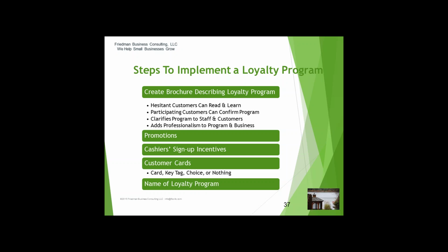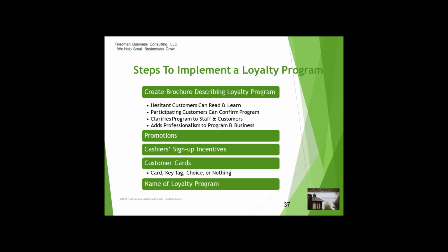Do you use customer cards like key tags or loyalty cards? My recommendation is let the customer decide. If they don't want anything and they're putting it on their phone, or you're going to identify them by name or phone number at the point of sale, that's fine. But if they want to carry your advertising on their keychain or in their wallet, spend the 33 to 85 cents and give them a card to carry around. Let them have the choice.